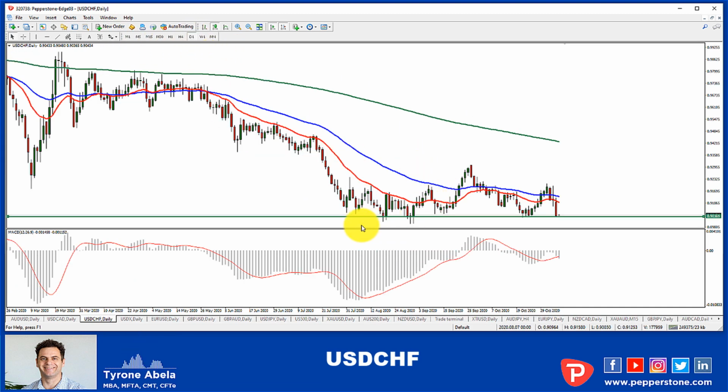But when we go to a daily, we only have to go back to the June, July area to know that this was support here. So it's not like the support was not there for 10 years. It was there as recently as 4 or 5 months ago. So it certainly needs to be respected. But this is very similar to the CAD.